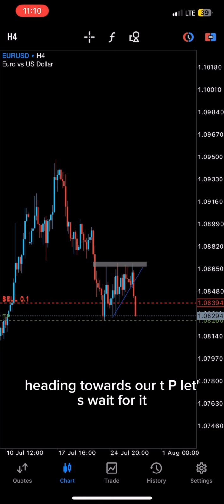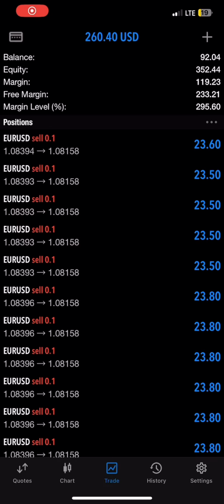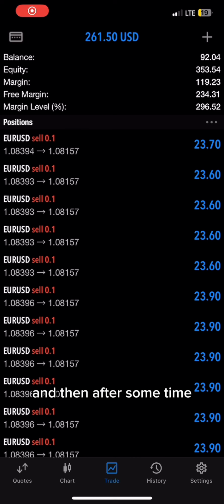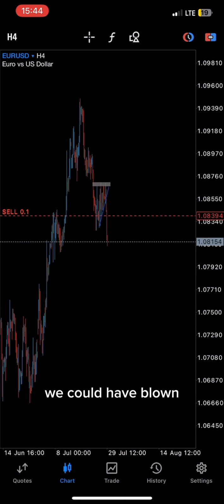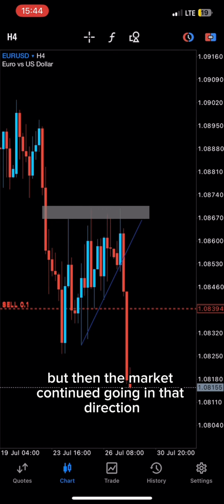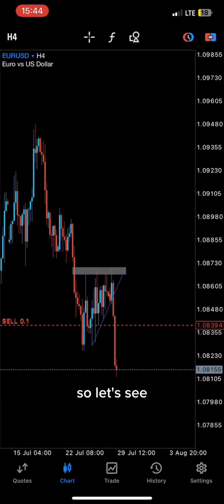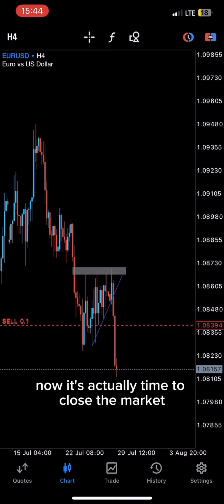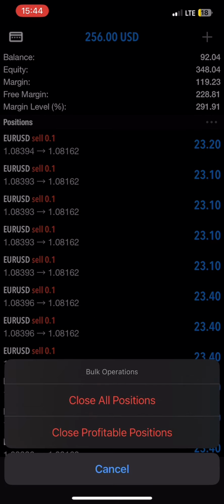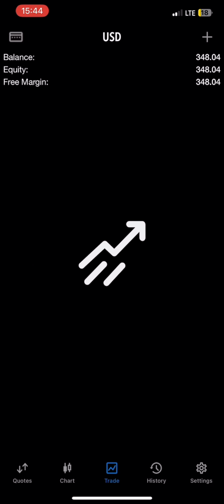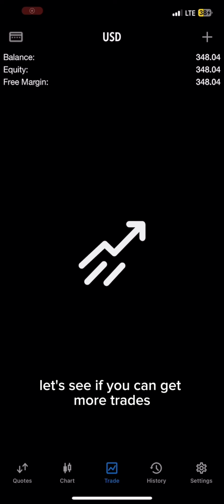The market is heading towards our TP. Let's wait for it. And then after some time, the market has retraced a little bit back. We could have blown, but then the market continued going in that direction. So let's see. Now it's actually time to close the market because it has reached our TP. And now we're in $348. Let's see if we can get more trades.